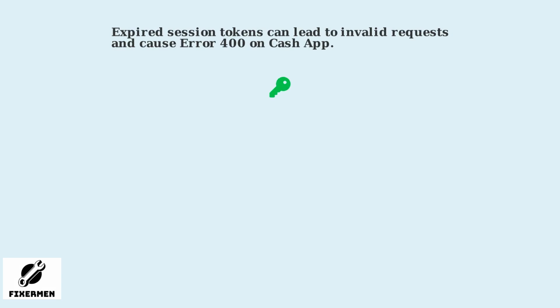Expired session tokens can lead to invalid requests that result in error 400 on Cash App. These tokens authenticate your session with the app's servers, and when they expire, the app sends malformed requests. To fix this, log out of your Cash App account and then log back in. This refreshes your session tokens and can resolve authentication-related error 400 issues.